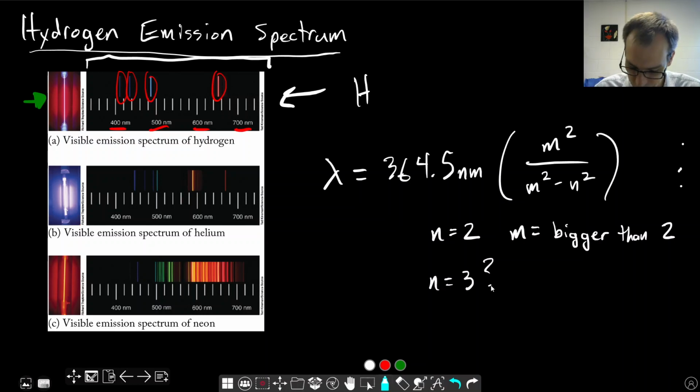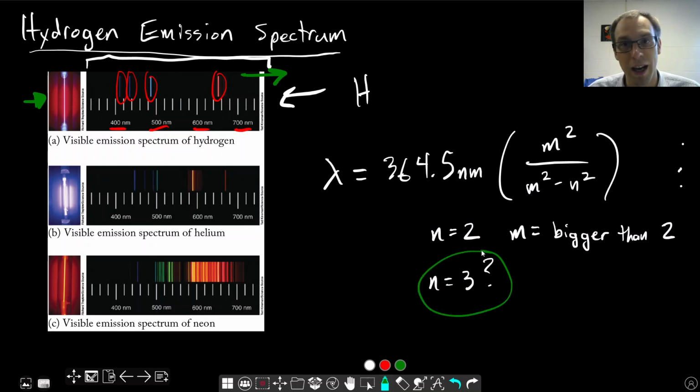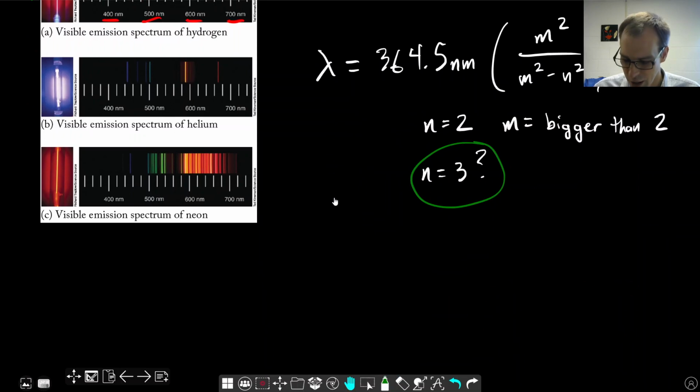And that actually does happen. All we're looking at here are the visible lines, but as you keep going further this way into the infrared, at longer wavelengths, there's a whole other set of lines that come from this equation, but using n equals 3 instead of n equals 2. Different people discovered different sets of lines, and eventually Johannes Rydberg, in the late 1800s, came up with an equation that described all the lines. This is only for hydrogen. It does not explain helium or neon, but hydrogen's a relatively simple spectrum, and even then, scientists were a little bit puzzled.